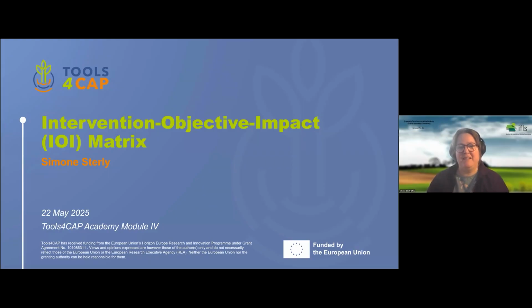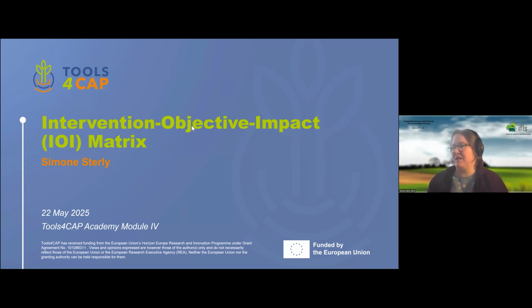As Ilona said, I think a lot of the tools that we have been working on are very complementary, and the intervention logic is something very useful to be developed before diving into the intervention objective impact matrix or alongside of it, so they can be used in a similar process.